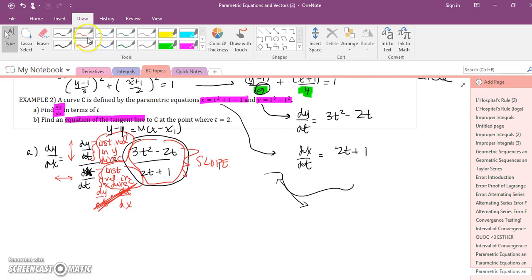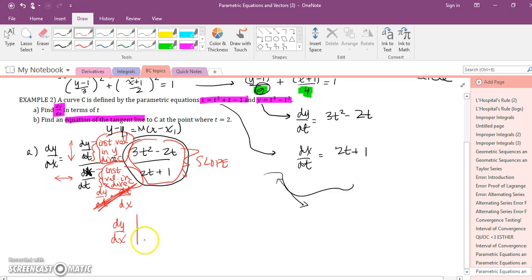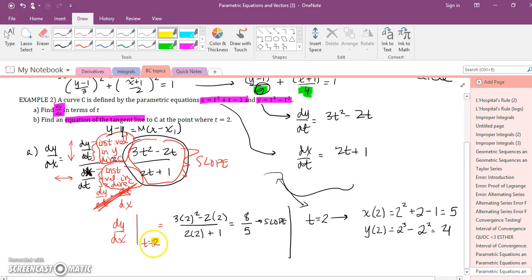So now I have to finish in order to find my tangent line. So I have to find the slope at that specific point. So dy/dx at t equals 1, I'm going to plug 1 in. I meant to say we have to plug 2 in because we want to know the equation of the tangent line when time is 2. So I'm going to take my equation for slope, which I just found, and evaluate it at 2. Here's my slope, 8/5.